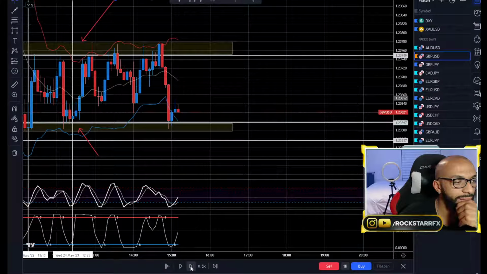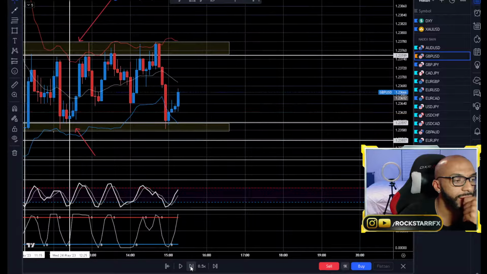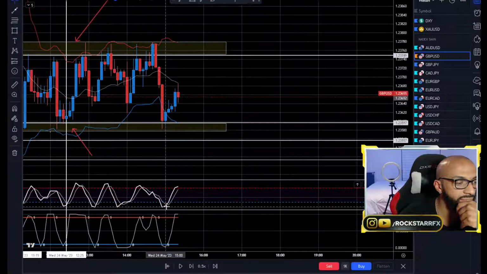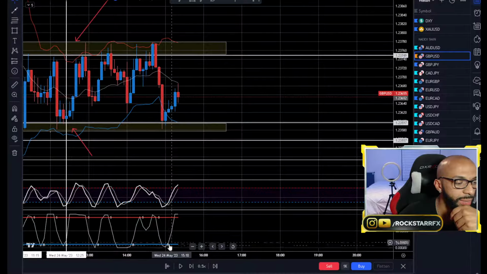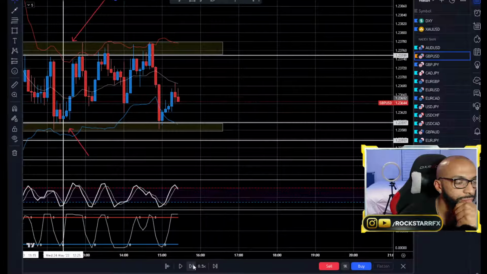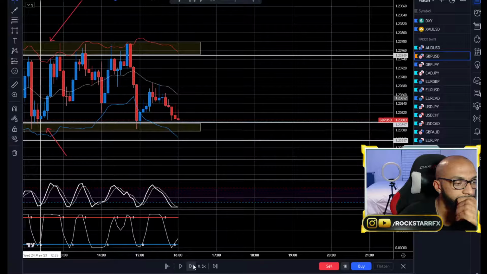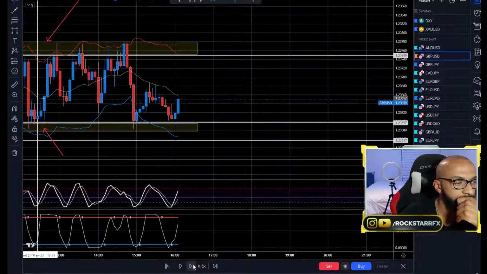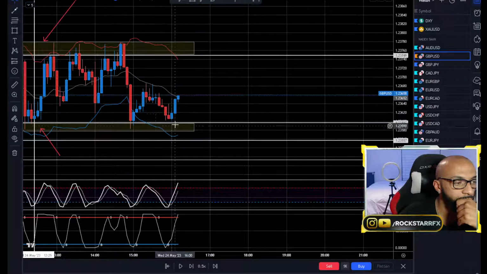It's about just getting that consistency in there and consistently winning. That would have been a nice clear right there. It comes down to support, stochastic cross, DMI, buy signal. Good to go. There's another good one right here. Comes back down to support, stochastic cross, DMI, buy signal. There you go.